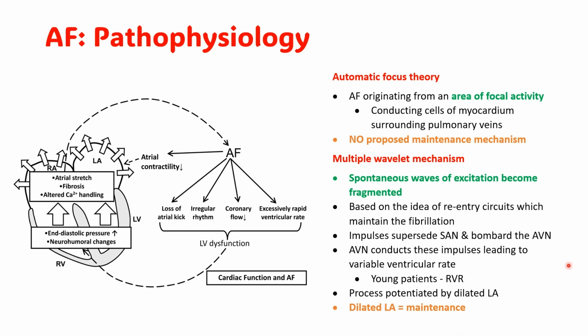And in this process, you have a dilated left atrium, which means there's a larger surface area, which facilitates the impulse propagation or travel of the impulse. And the process is essentially maintained by atrial strain, leads to fibrosis, and then fibrosis worsens it.